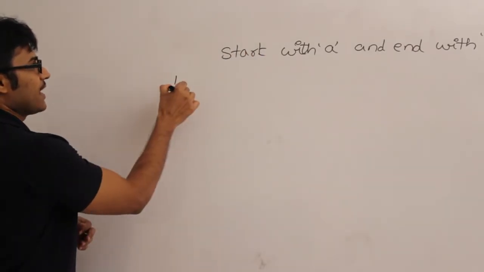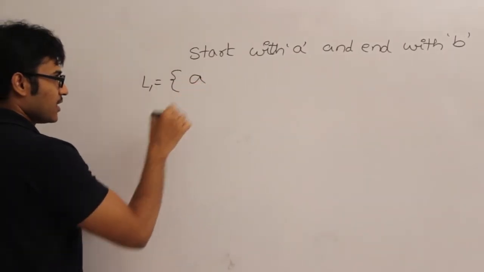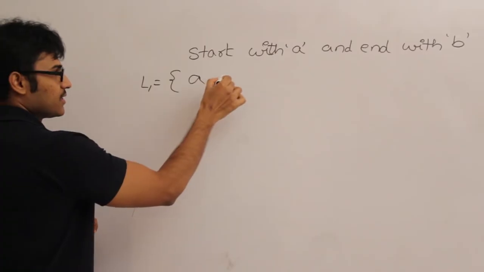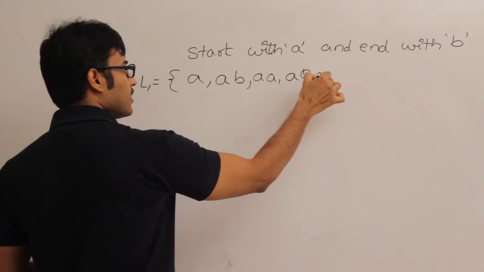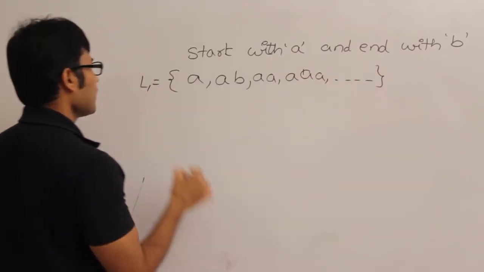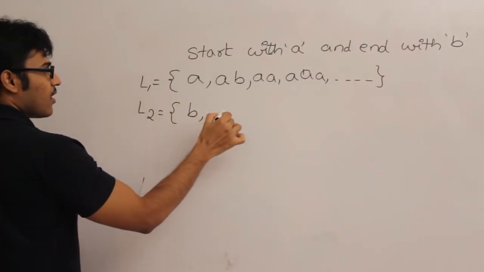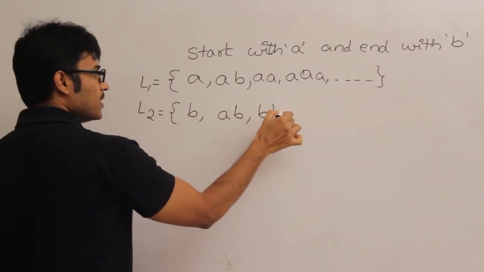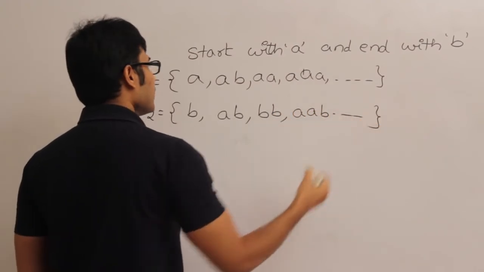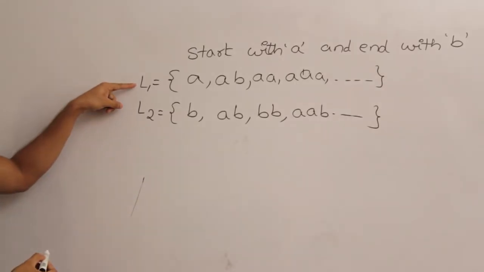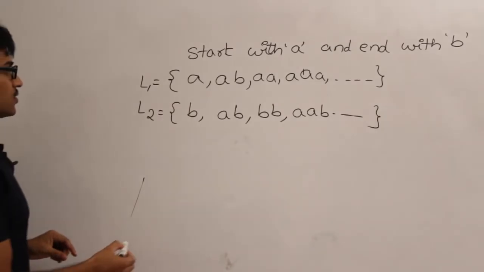So the first one is language L1. Let us write only for starting with A. The smallest string which starts with A is A, and the next ones are AB or AA or AAA, and so on, right? And L2 is ending with B. The smallest string which ends with B is B, or AB or BB or AAB, and so on, right? Now the language has to start with A and end with B. Therefore let's try to concatenate these two.